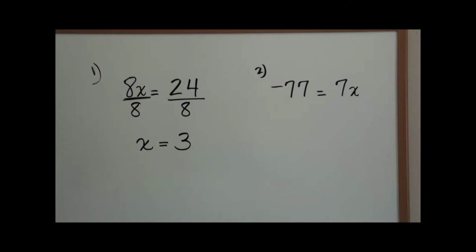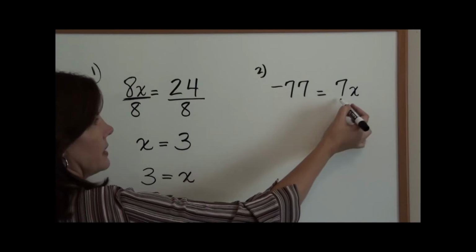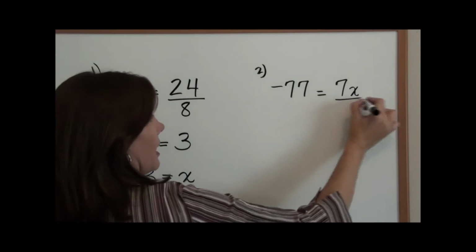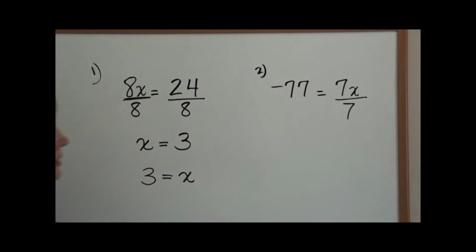The second equation is negative 77 equals 7x. Notice the x is on the right side. That's okay. If we say x equals 3, and we turn that around and say 3 equals x, that's two equivalent ways of saying that x is equal to 3. So over here, we don't have to move the x around. We've got 7 times x. We want 1x, so we divide by 7.